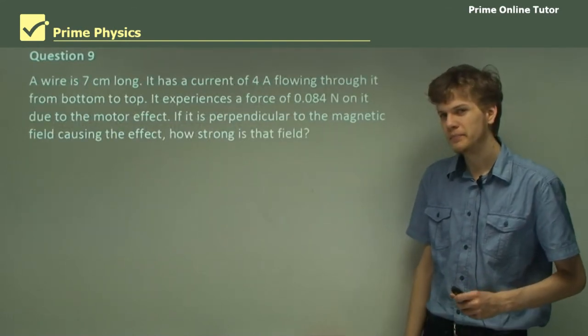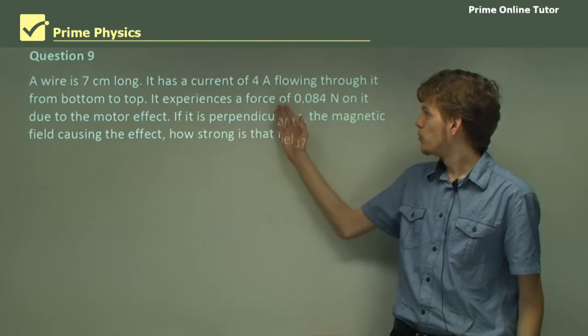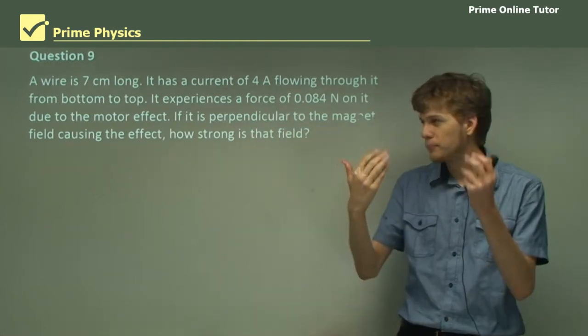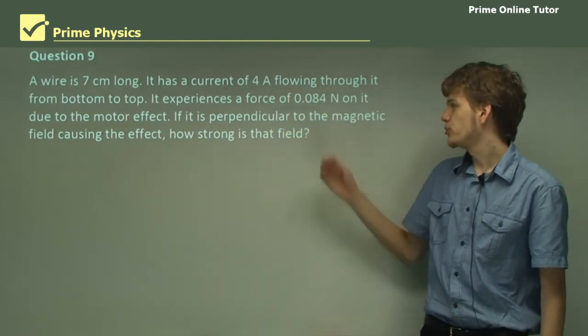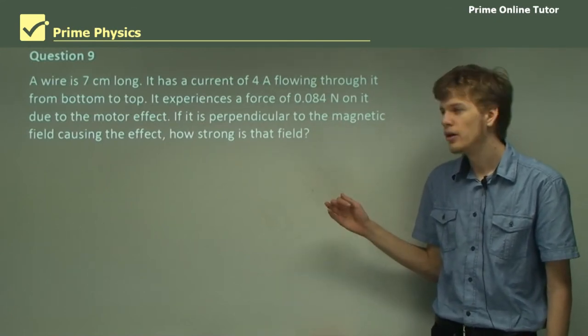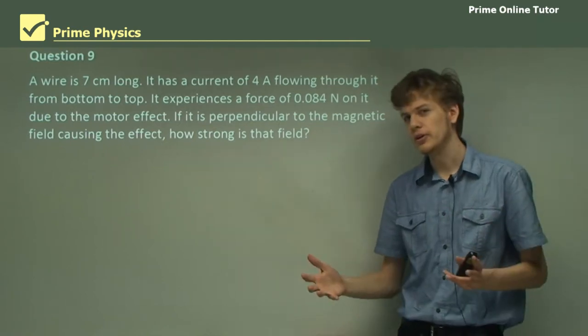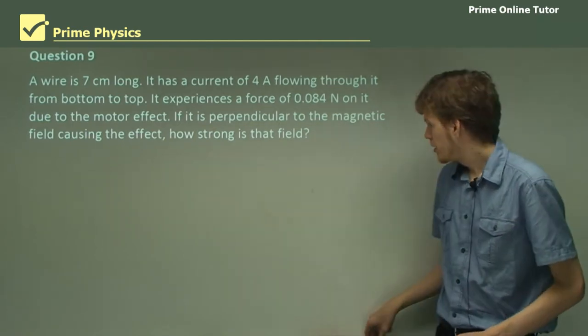Question 9. A wire is 7 centimeters long, has a current of 4 amps flowing through it, bottom to top, and experiences a force of 0.084 newtons on it due to the motor effect. So what's the strength of the field, assuming that we're perpendicular to the field? So let's take a look at this.